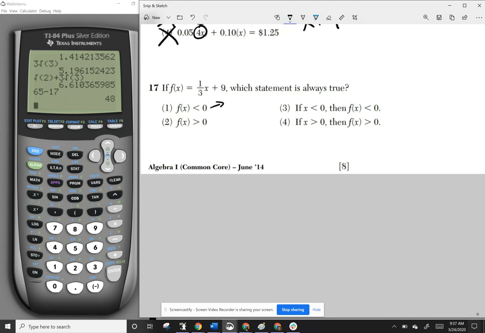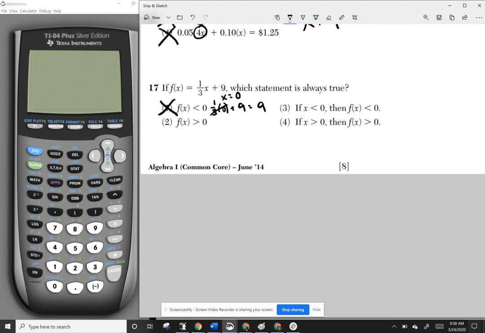we're going to see if we can find a counterexample, almost like a counterclaim. So when x is, let's say, when x is 0. When x equals 0, we do 1/3 times 0 plus 9. We get 0 plus 9, and we get 9. So in this case, is the function less than 0? No, it's greater than 0. It's positive. So that is not always true.